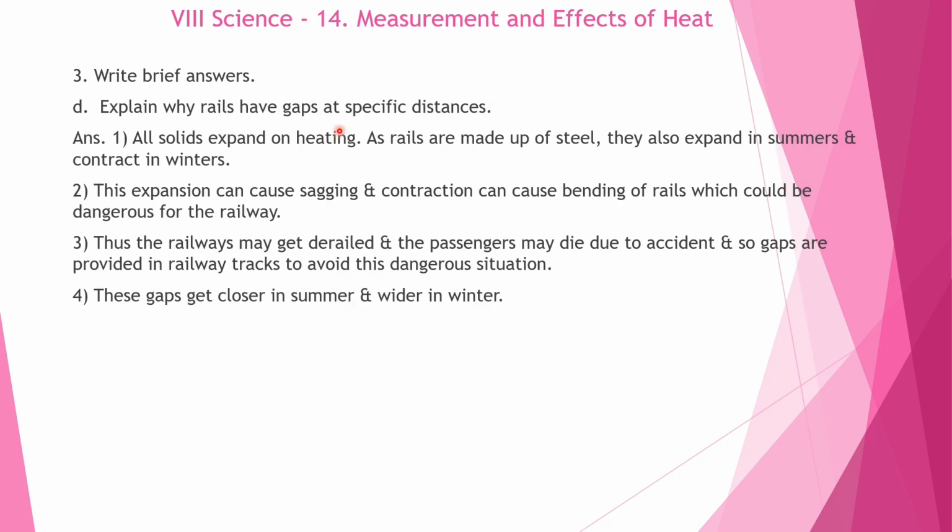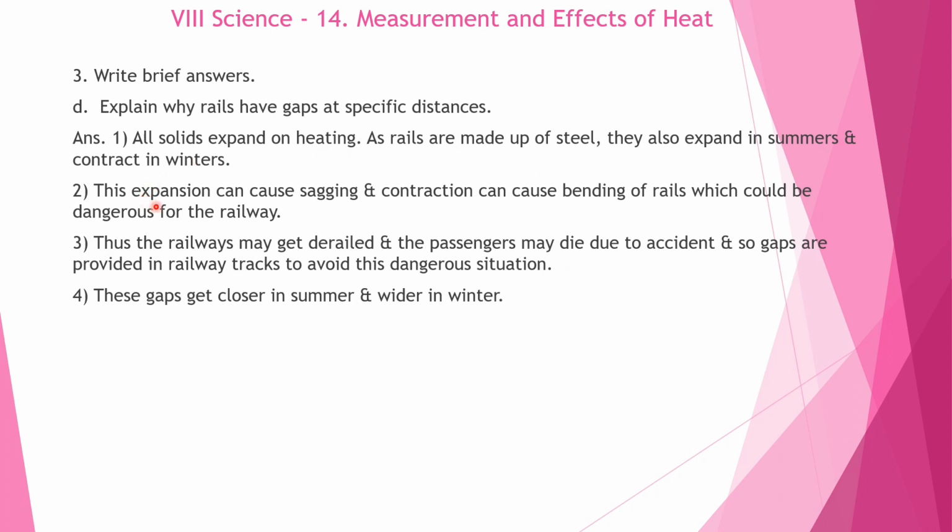Explain why rails have gaps at specific distances. All solids expand on heating. As rails are made up of steel, they also expand in summers and contract in winters because the rails are also made from metal, which is steel. This expansion can cause sagging and contraction can cause bending of rails, which could be dangerous for the railway. Thus, the railways may get derailed and the passengers may die due to accident, and so gaps are provided in railway tracks to avoid this dangerous situation.